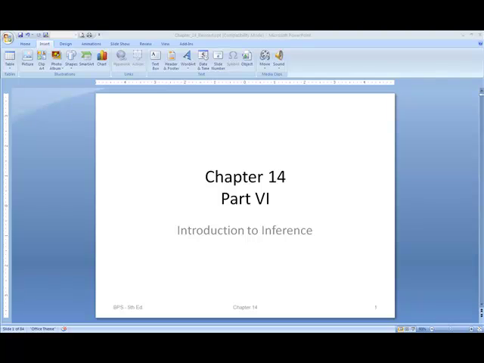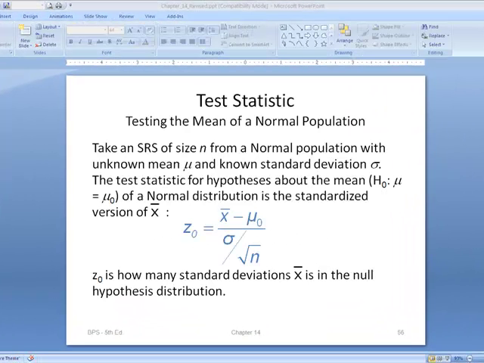And here we are again with part 6 of chapter 14. Yes, it's a long chapter. It's got a lot of really, really important ideas. So here we go. We're going to continue. That's why I like to keep it Z0.